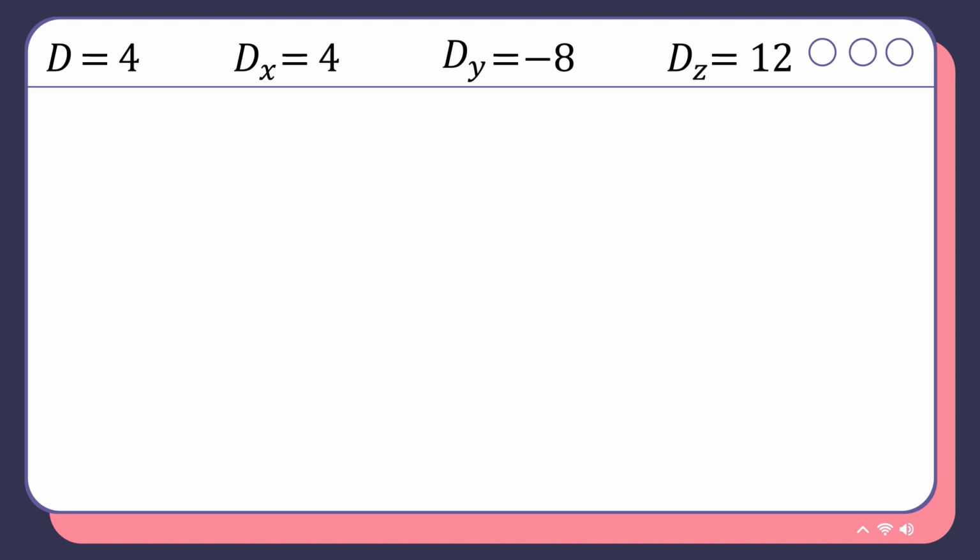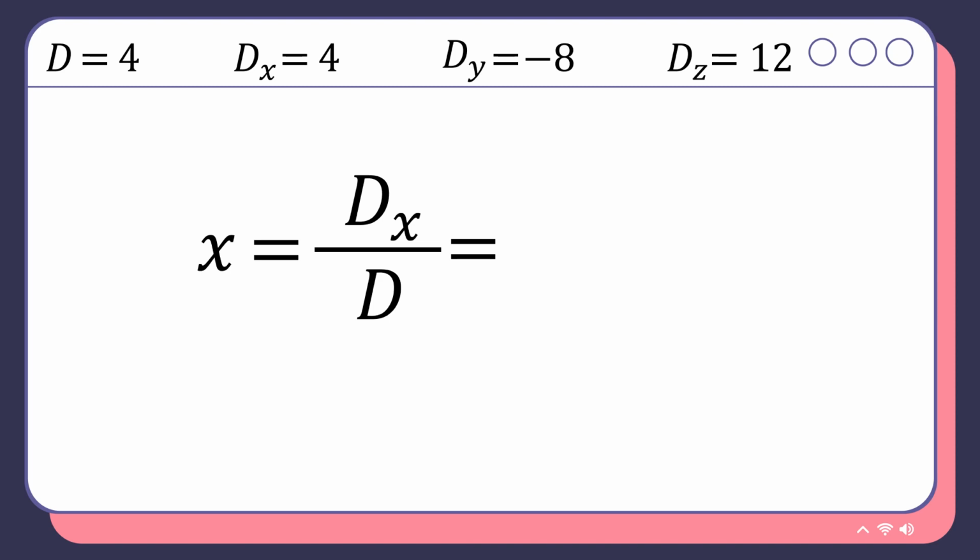We solve for the value of x, and it is equal to the quotient of the determinant of matrix D sub x and the determinant of matrix D, which is equal to 4 divided by 4. 4 divided by 4 is equal to positive 1. So the value of x is equal to positive 1.